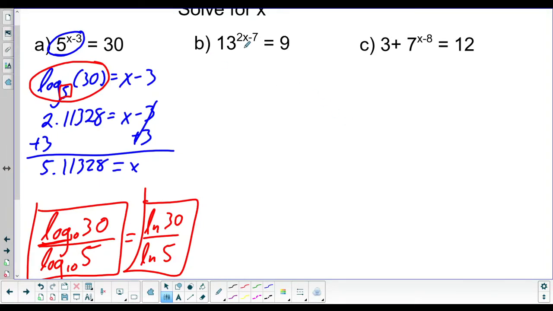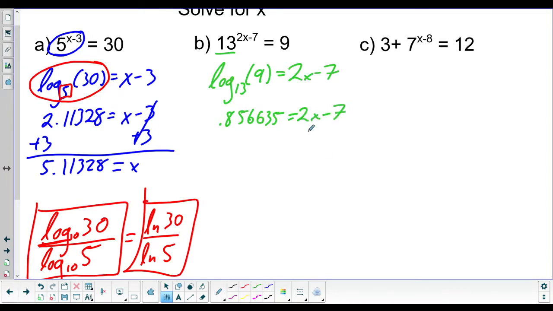All right, let's look at example B. Let's do this one in green. So again, our base with the exponent is isolated. So our first step is rewrite it in log form. So we're going to have log base 13 of 9 equals the exponent, 2x minus 7. Then we're going to type in the log base 13 of 9, and we're going to get 0.856635 equals 2x minus 7. Now we're just going to solve for x.